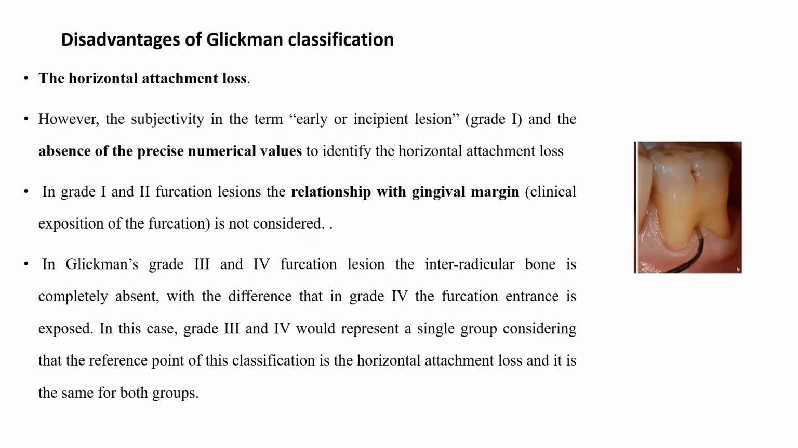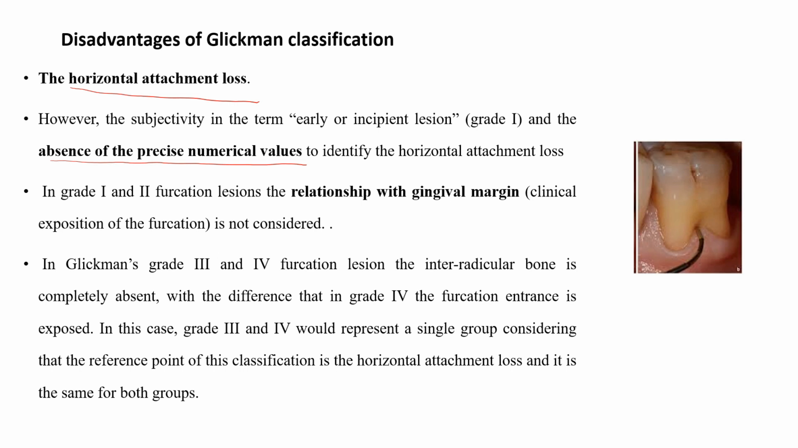So here there is complete destruction of bone as well as receding of the soft tissues. Glickman's classification is extensively used in day-to-day clinical practice, but it has certain disadvantages. The first disadvantage is horizontal attachment loss. They have only taken horizontal attachment loss as the point of reference and have not mentioned anything about the vertical involvement of the furcation.